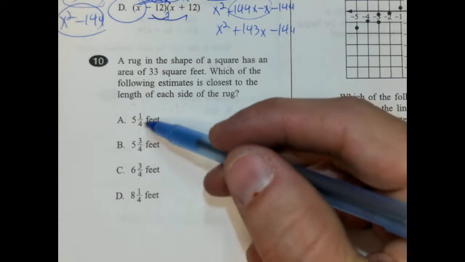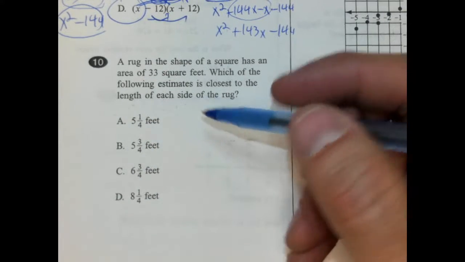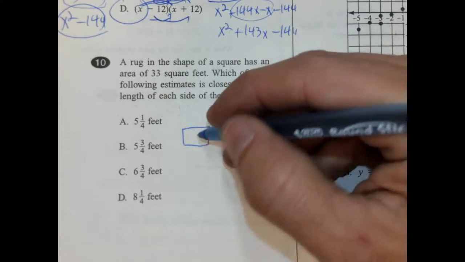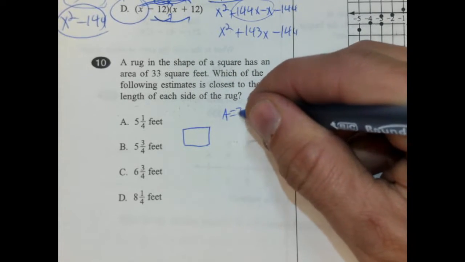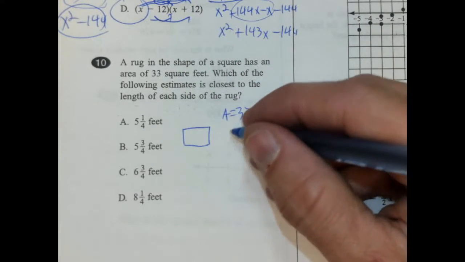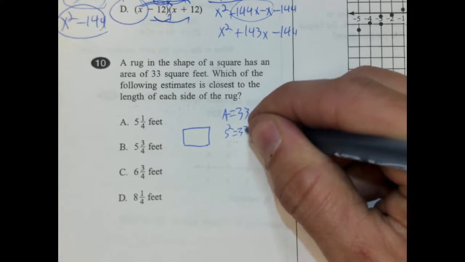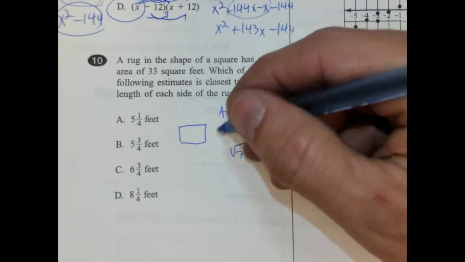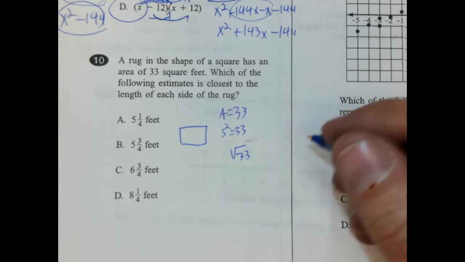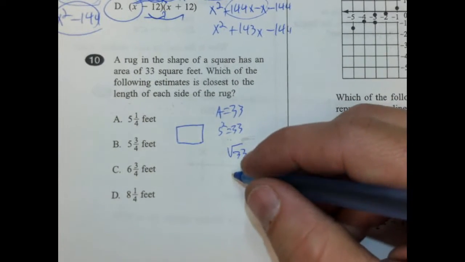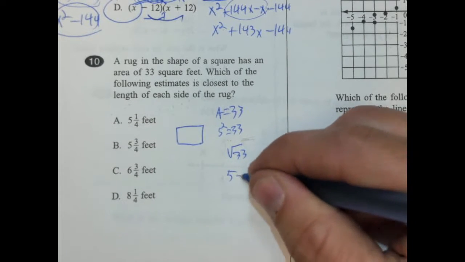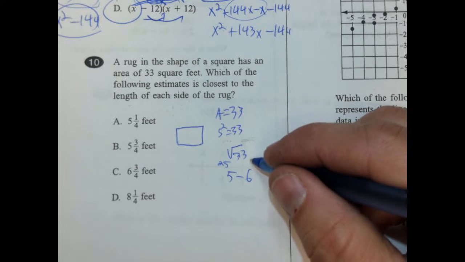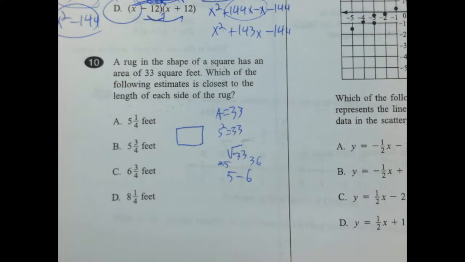Okay, so we have all these measurements, which are the sides of a square, right? And we know the area equals 33, and the area of a square is just s squared. So s squared equals 33. So we're looking for something that's going to be close to the square root of 33, if we simplify that, right? So 33 is going to be in between 5 and 6, right? Because 5 squared is 25, and 6 squared is 36. It's going to be closer to 6.